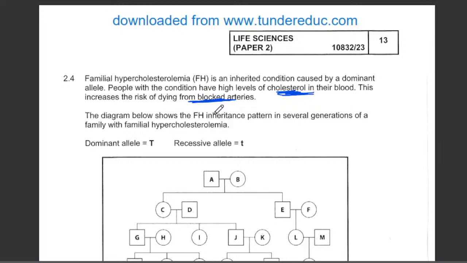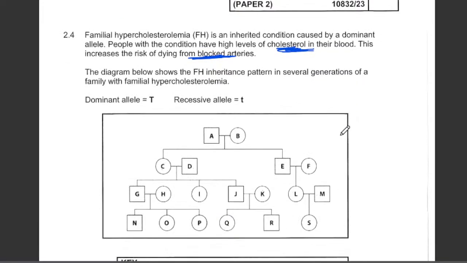The diagram below shows the inheritance in the parents of several generations. Something is important here: this is caused by a dominant allele. So that's a point. As I was explaining yesterday, this dominant allele, you won't miss it, because they know that these days you fail it.